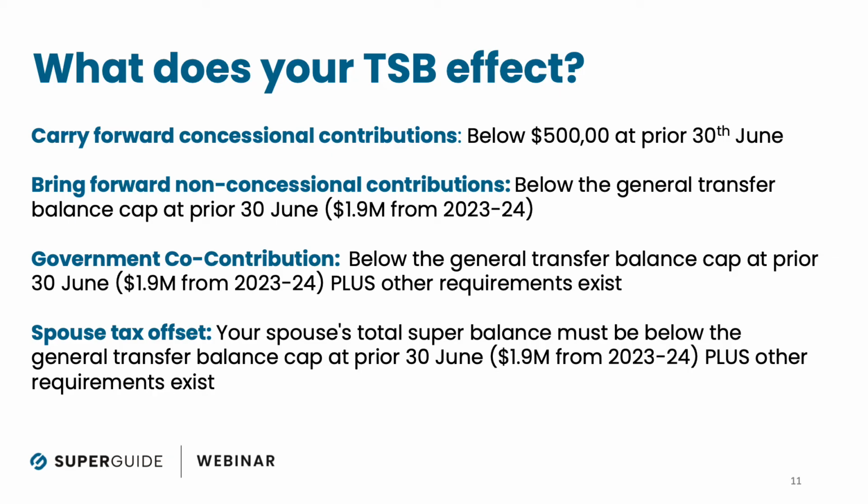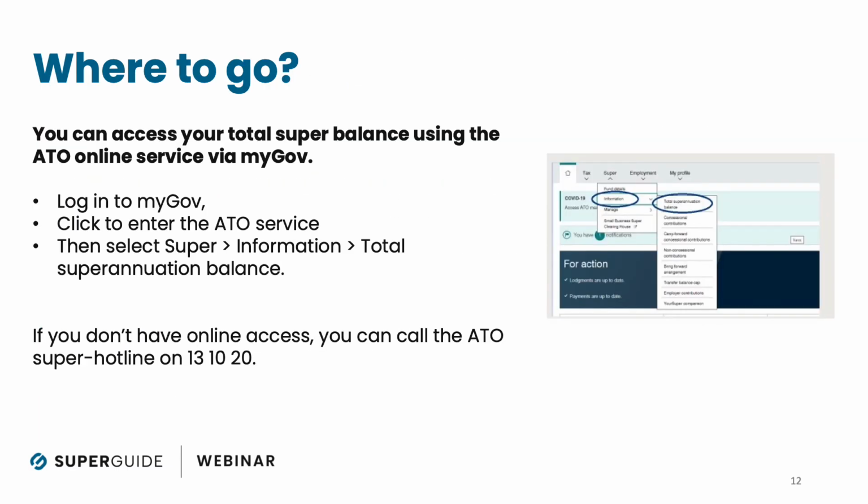If you want to be able to use the bring forward non-concessional contribution rules, you need to be below the general transfer balance cap. So your total super balance affects quite a few things, including government co-contributions and spouse contributions. So you do need to have a good understanding of what your total super balance is. And it's really important to know what it is at the prior 30th of June, because that's when most of those things are assessed.